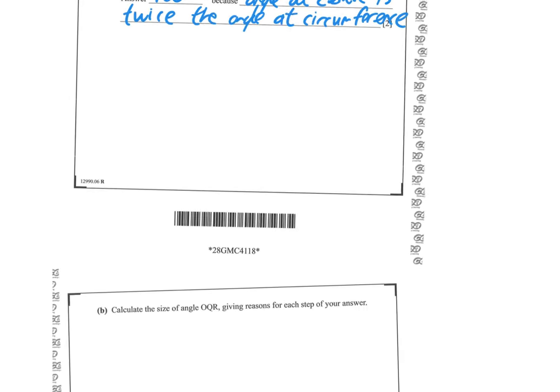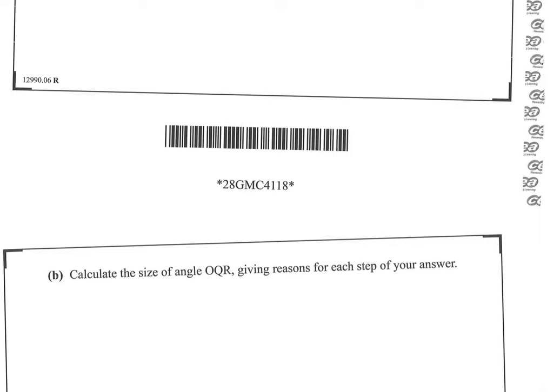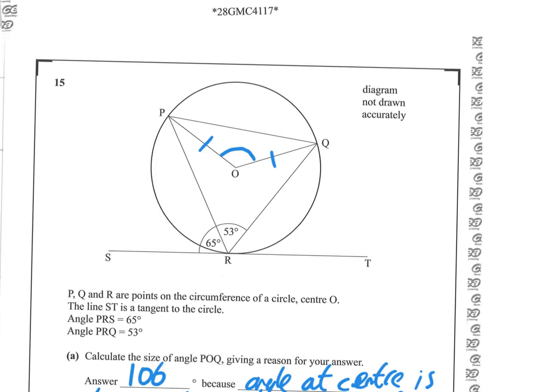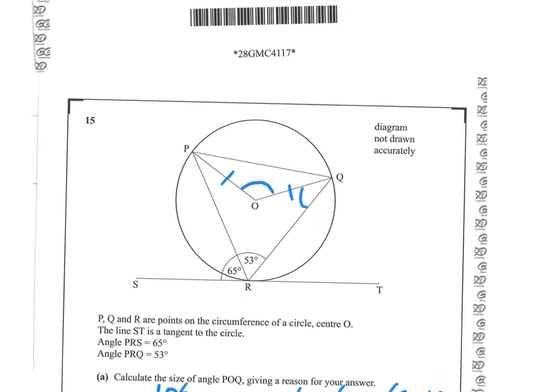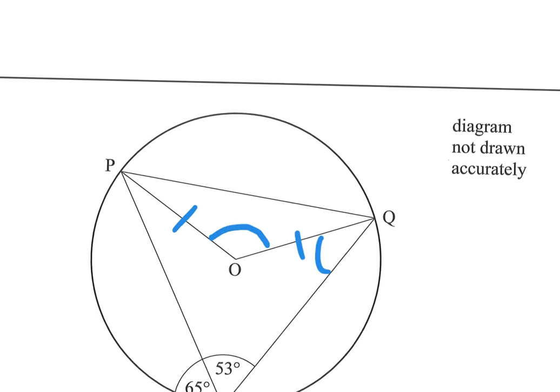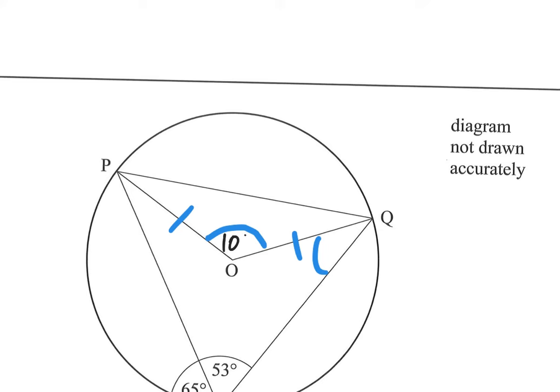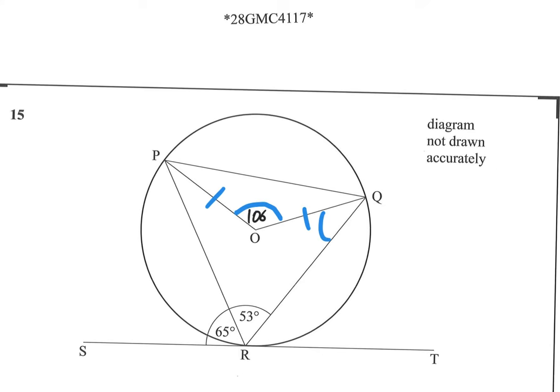Okay, next thing we've got to do is calculate the size of the angle OQR. Where is OQR? We want this wee angle in here. Right, let's mark on what we just found out. This angle in here is 106. Because this angle and this angle are going to be the same, to find that wee angle in there, it's going to be 180 minus 106 and then divide by 2, which is equal to 37 degrees.